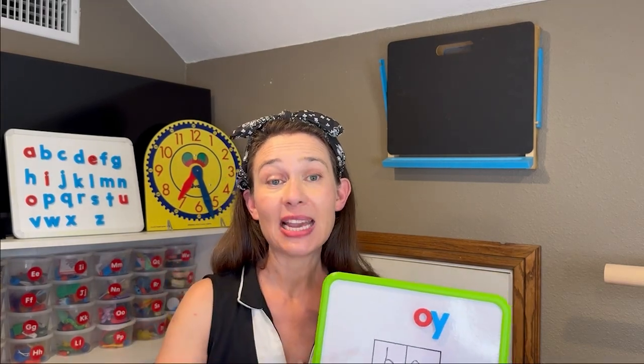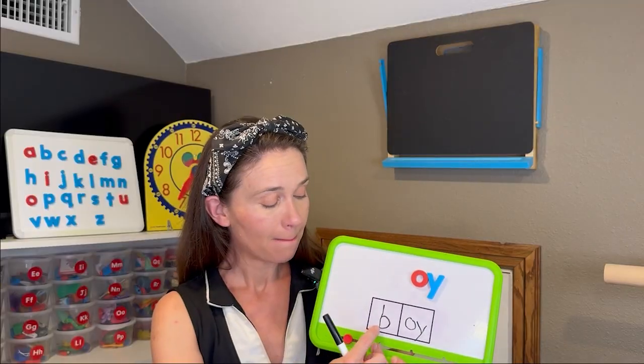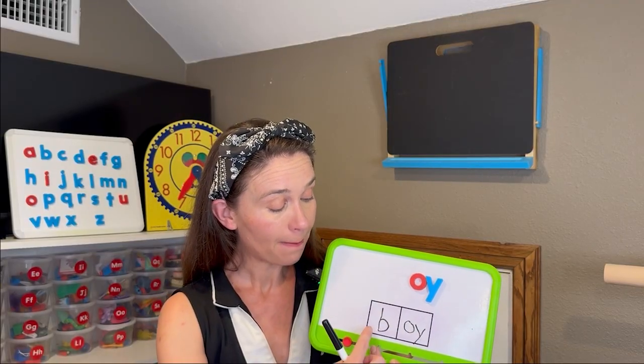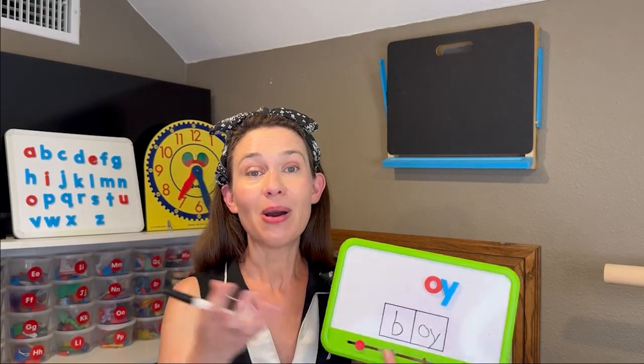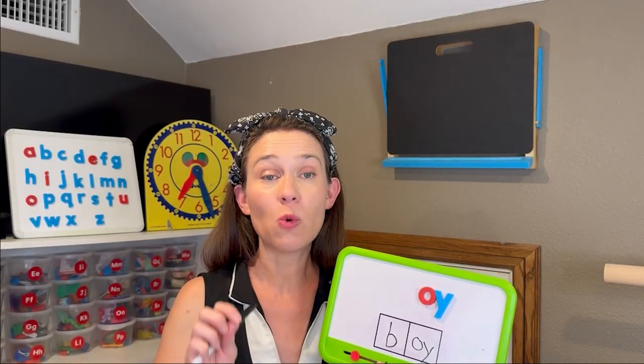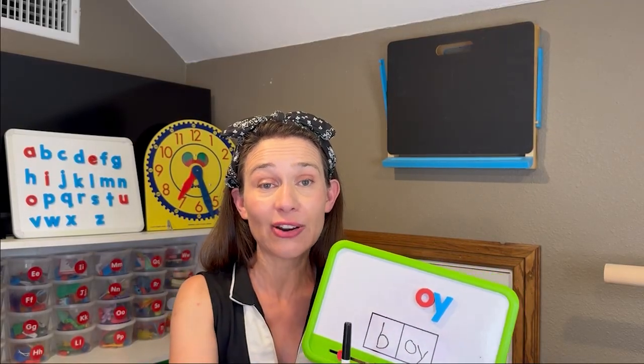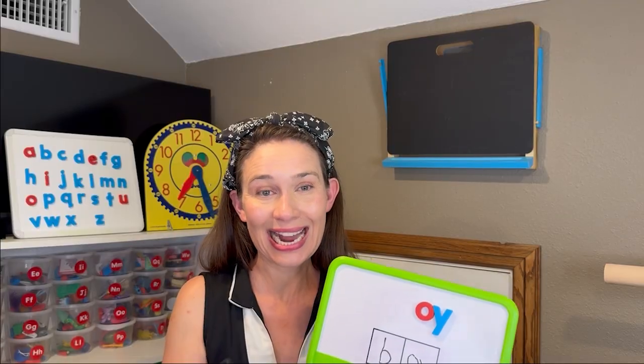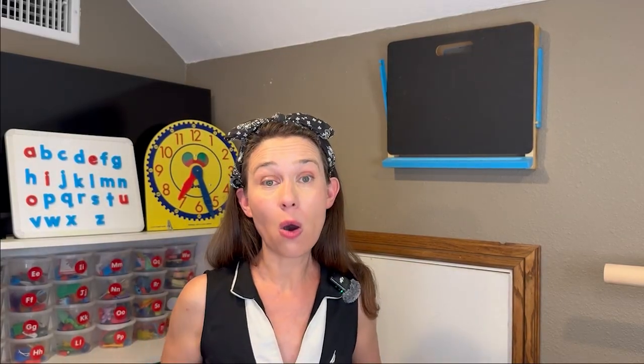My 4th step is to blend it. B-oy, boy. Oh, boy. Thumbs up. And practicing this over and over again will get them ready to recognize these patterns as they're reading in text. Let's take a look at what this would look like for the OI.